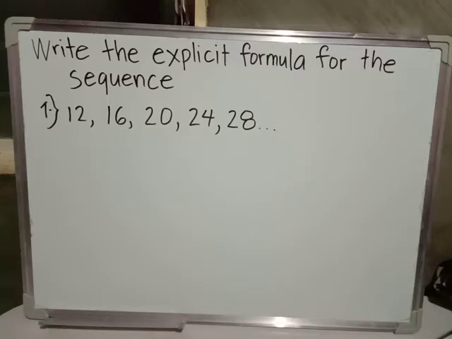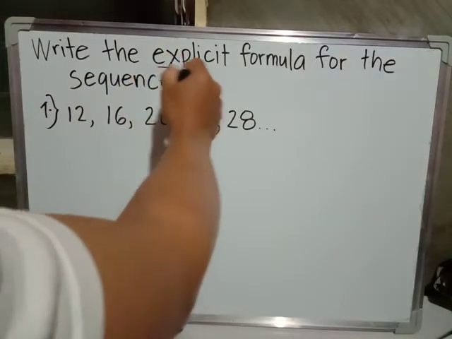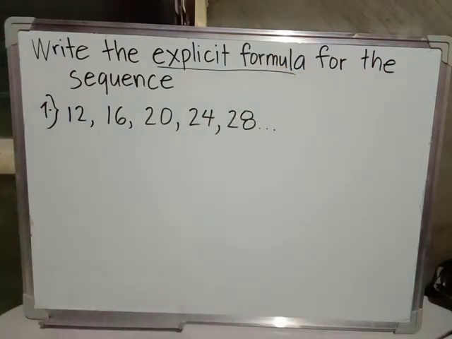Write the explicit formula for the sequence 12, 16, 20, 24, and 28. So, when we say explicit formula, it means a direct formula of a sequence. We can solve that, we can create that by using trial and error. So, let's test the sequence first.